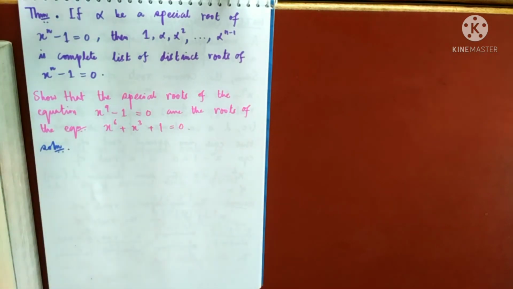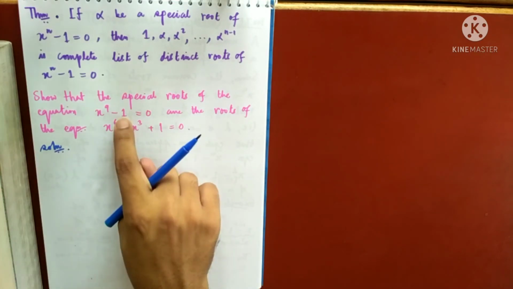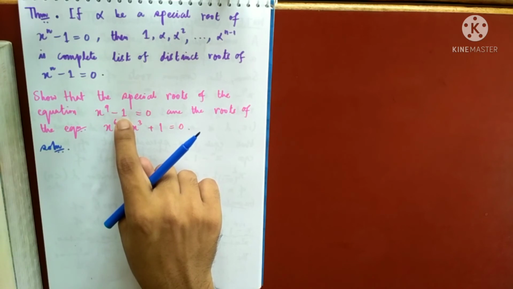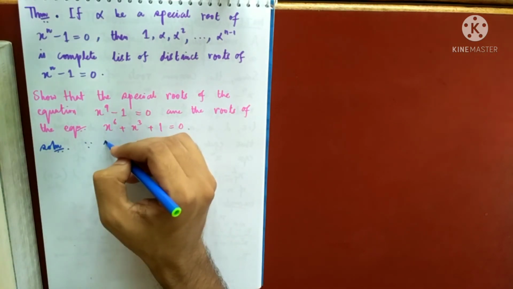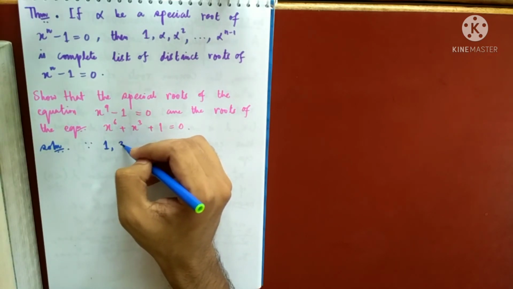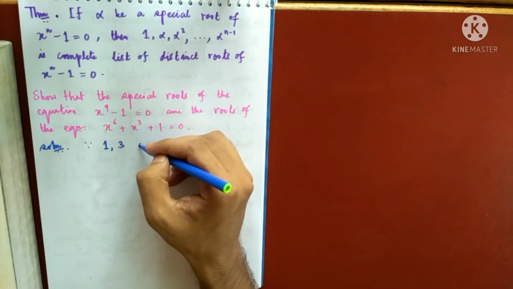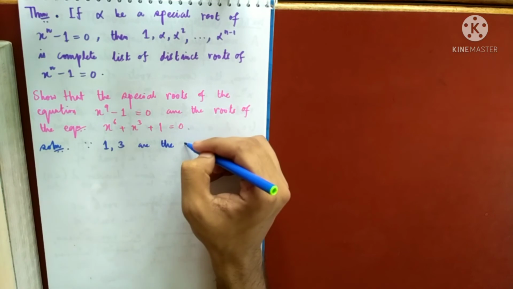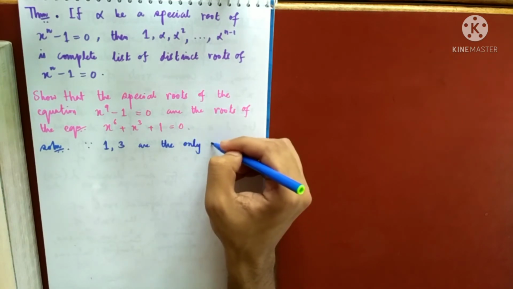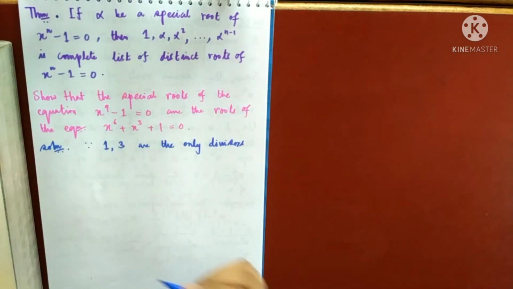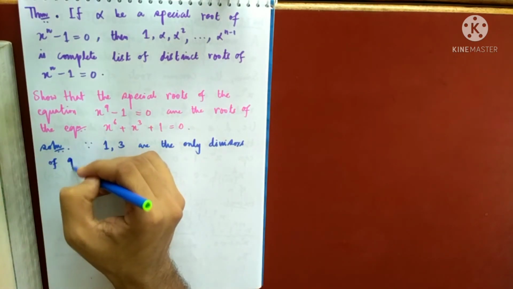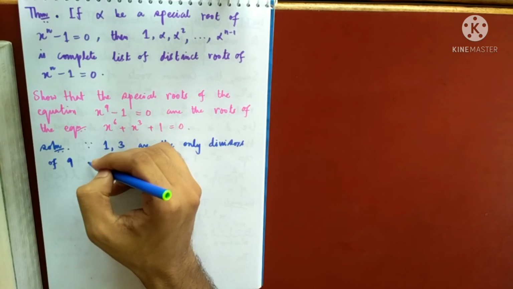How will I do this? I will find out the non-special roots of this equation. I'll tell you why. For that I need the divisors, right? Since 1 and 3 are the only divisors, we will not take 9 definitely, only divisors of 9 and less than 9.